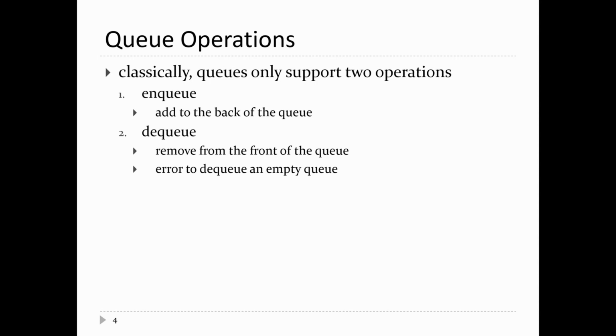So like a stack, the traditional queue only supports two operations. NQ is the operation where you join the queue at the back, and DQ is the operation where you remove the first element from the queue. Normally, it's an error to attempt to DQ an empty queue. So NQ, add; DQ, remove.